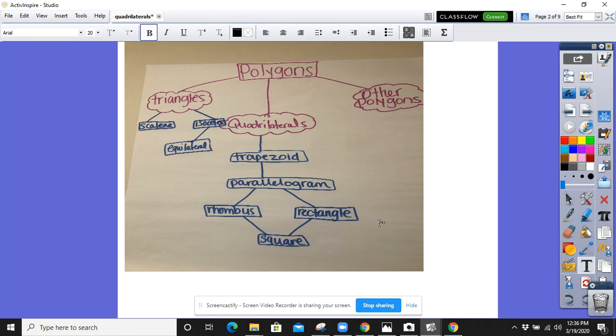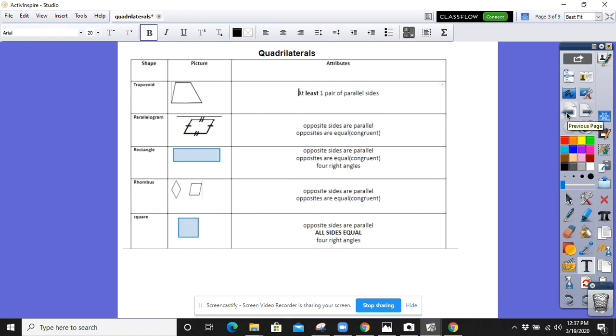Okay, so let's talk about quadrilaterals. Notice the prefix quad means four. So a quadrilateral has four sides and four angles. Four sides, four angles, and the angles add up to 360 degrees. So a quadrilateral has four sides, four angles, and the angles add up to 360 degrees.